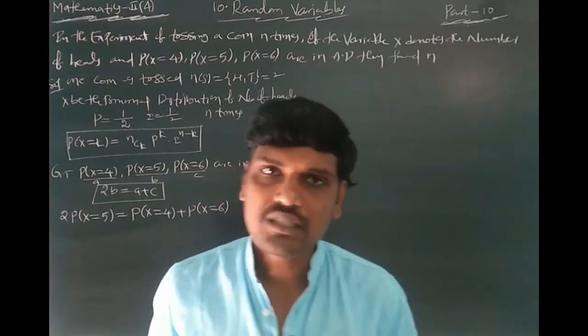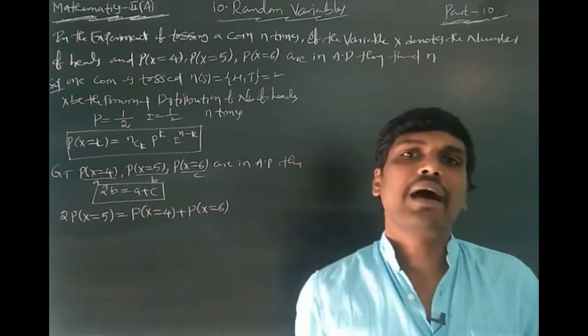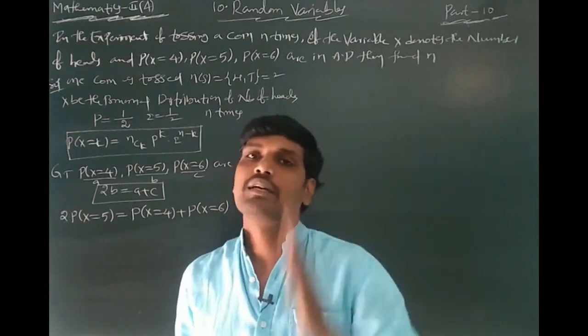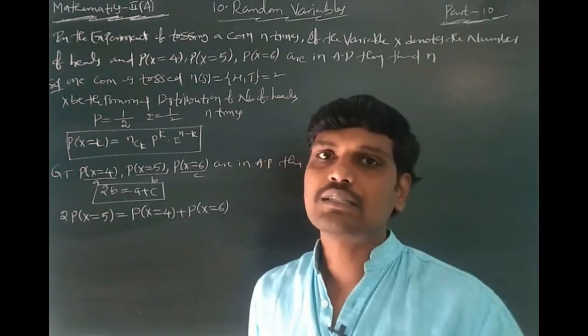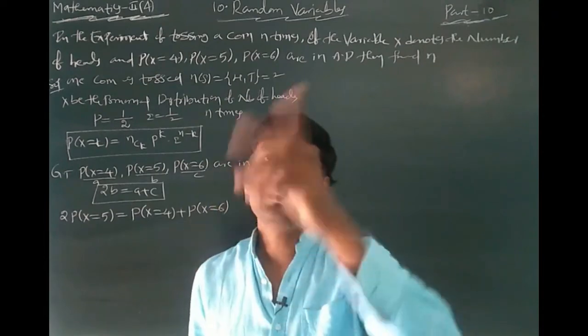First, one coin is tossed, and you get the total sample space. After that, X is the binomial distribution of the number of heads. The number of heads has the success probability, and that success probability is only 1 by 2. The failure probability, the number of tails, is also 1 by 2.